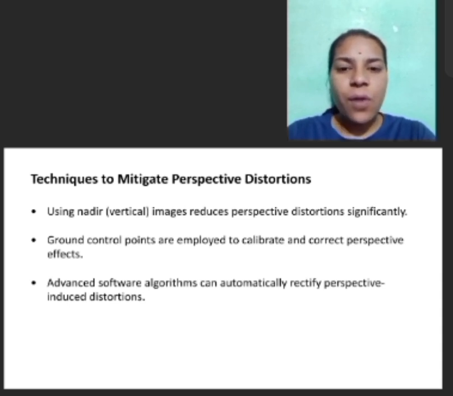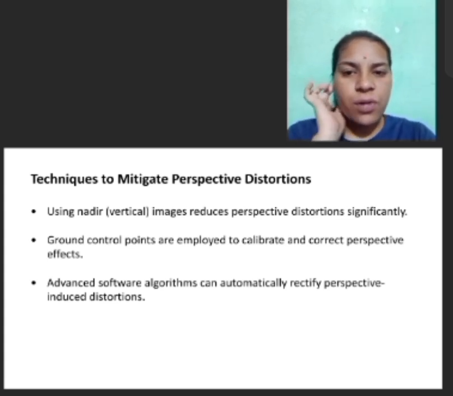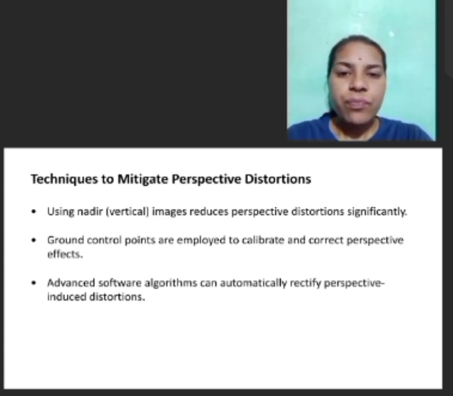In this slide, I explain techniques used to mitigate perspective distortions. First point, using nadir images reduces perspective distortion significantly. Second point, ground control points are employed to calibrate and correct perspective effects.